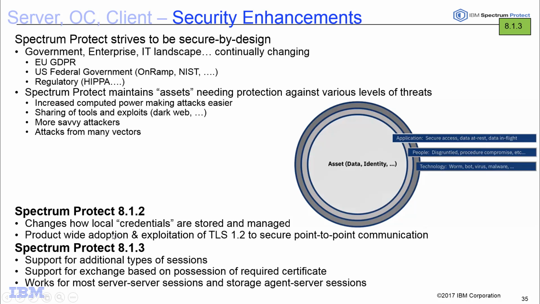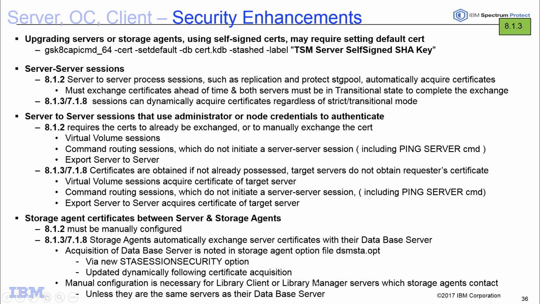In Spectrum Protect 8.1.3, we added support for additional types of sessions with TLS 1.2, as well as support for the exchange based on possession of required certificates. And now Spectrum Protect 8.1.3 will exchange TLS 1.2 for most server-to-server sessions and storage agent-to-server sessions. On slide 36, I go through some of these changes.